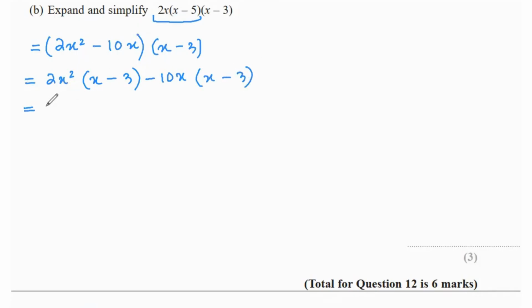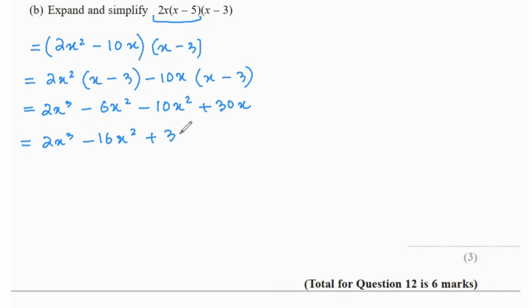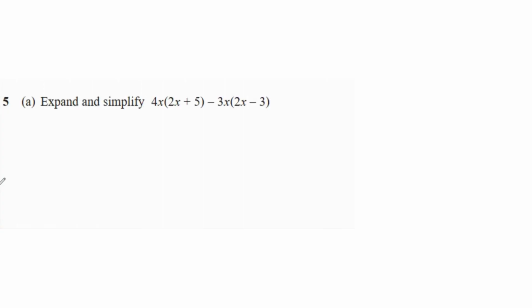2x squared times x is 2x cubed. 2x squared times negative 3 is negative 6x squared. Negative 10x times x is negative 10x squared. And negative 10x times negative 3 is plus 30x. So that's going to be 2x cubed minus 16x squared plus 30x. That is your answer.